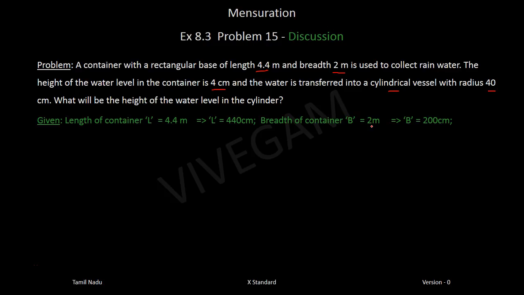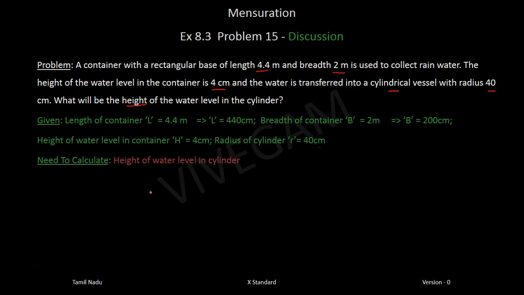Breadth of the container is 2 meters, that is 200 centimeters. Height of the water level in the container is 4 centimeters. Radius of the cylinder is 40 centimeters. Okay, I guess we have finished that. Now what are we asked to calculate? We are asked to calculate the height of the water level in the cylinder.